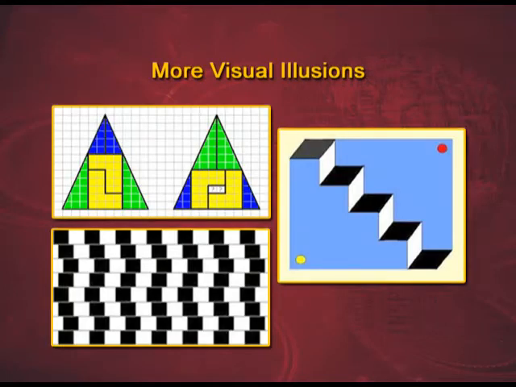On your screens, you see some more illusions. In the first one, there are two triangles. They are both equal in area and height. However, you will perceive the triangle on your left to be taller than that on your right because of the way different colors and patterns are arranged inside this triangle.